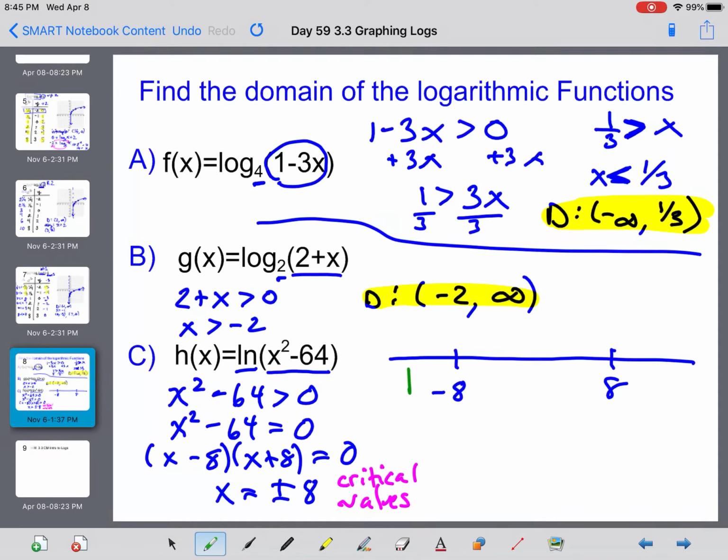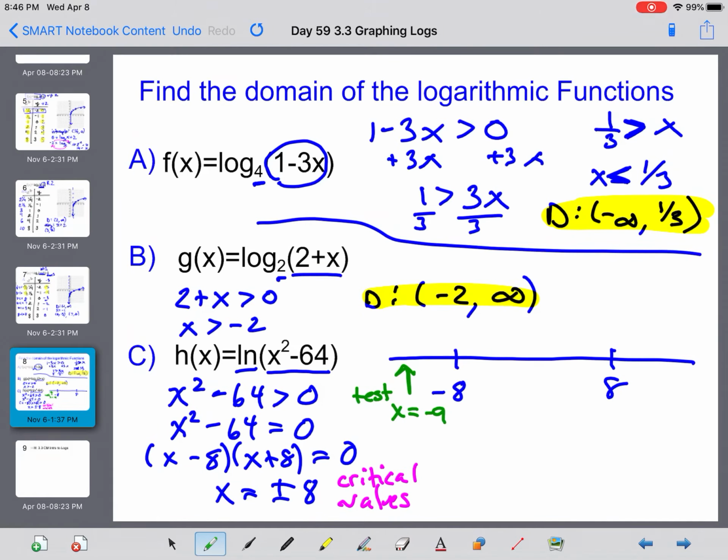So I'm going to test a value. I'm going to pick a value that's going to fall to the left of -8. And I'm going to be super crazy and let's test x equals -9. You can pick anything you want. Pick -100, pick -8.1. That's your choice, but make your life a little bit easy and pick something that's nice to work with.